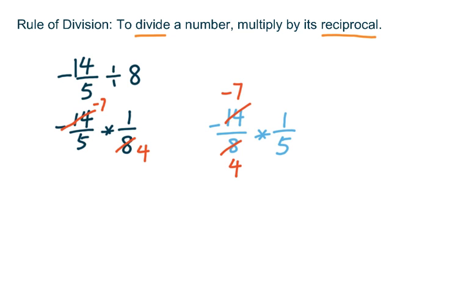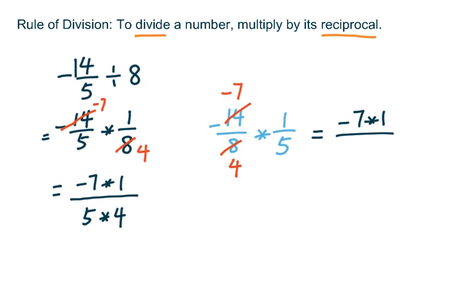And we can multiply the numbers now. So we have negative 7 times 1 over 5 times 4. Same thing here, this is also negative 7 times 1 over 4 times 5. And we know that 5 times 4 and 4 times 5 gets us 20. So the answer to this problem is negative 7 over 20.